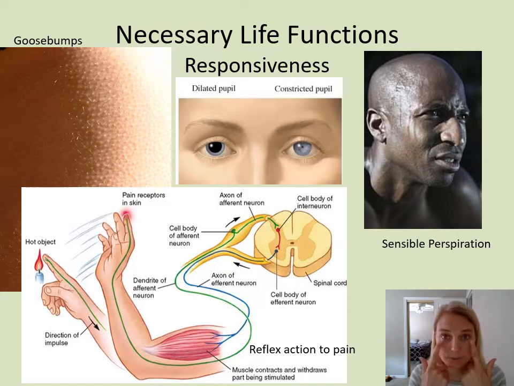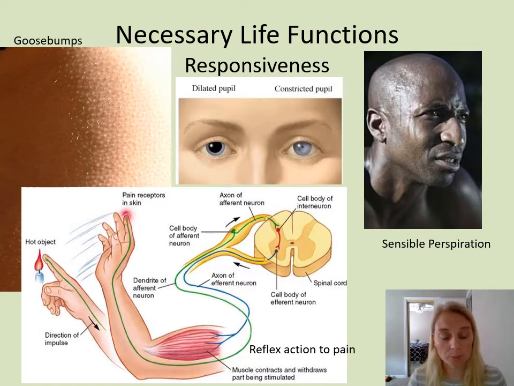The pupils, the black circle in our eyes, which is actually a hole into our eyeball, can react to light stimuli, whether it's dark or whether it's light, or that can also be a nervous reaction to a stressful situation. Sweating, kind of the opposite of goosebumps. You get cold, you get goosebumps, you get hot, you sweat. So your body's responding to the temperature change.